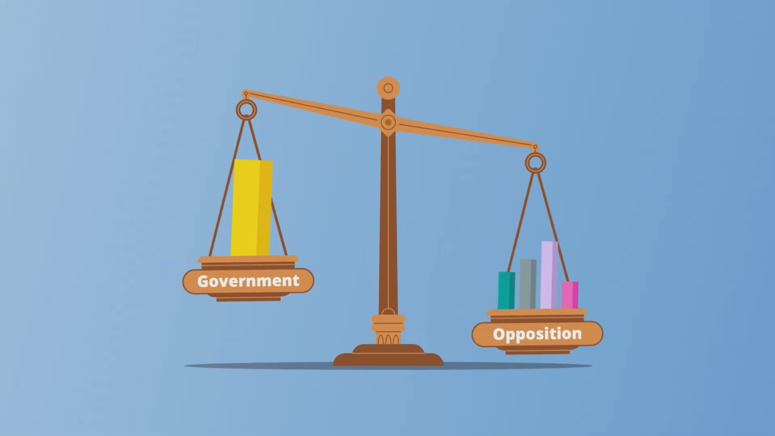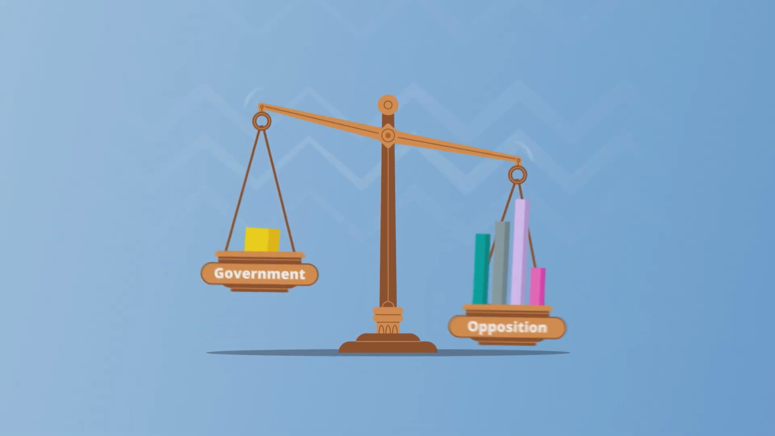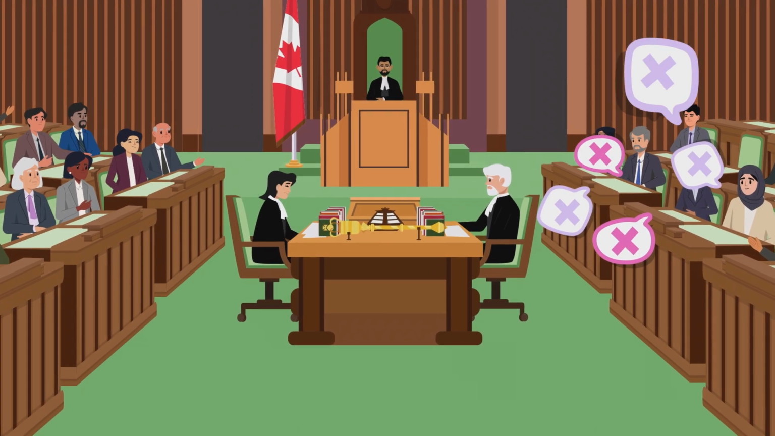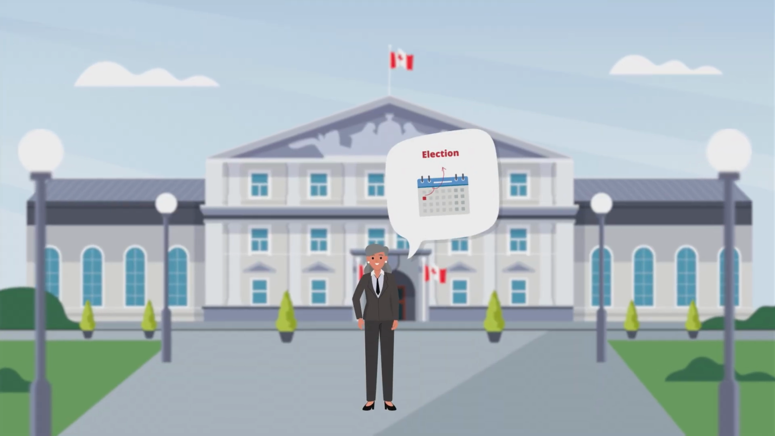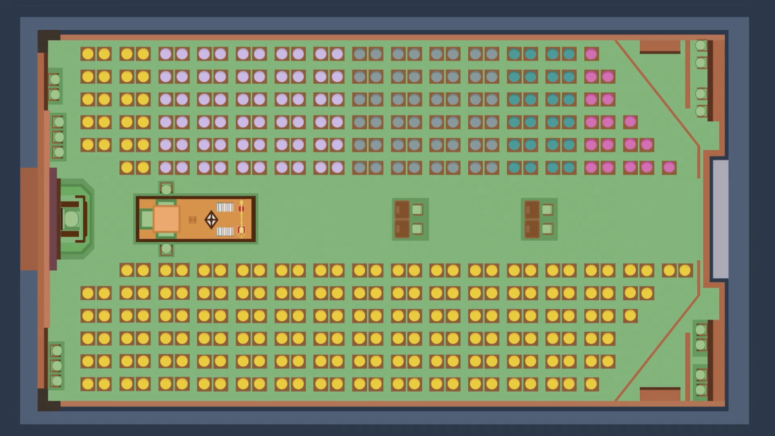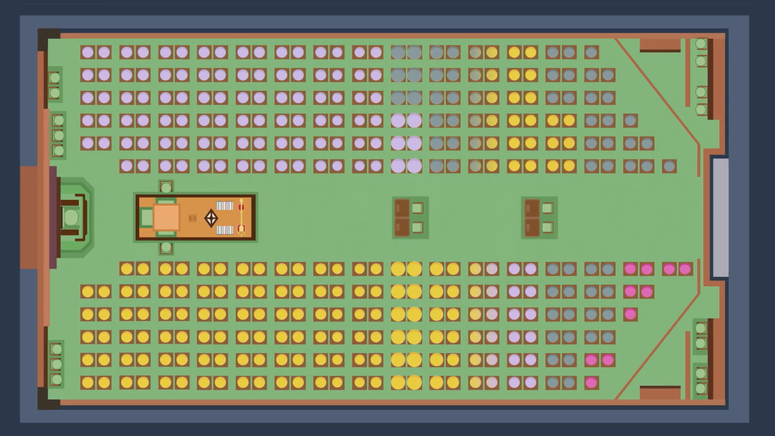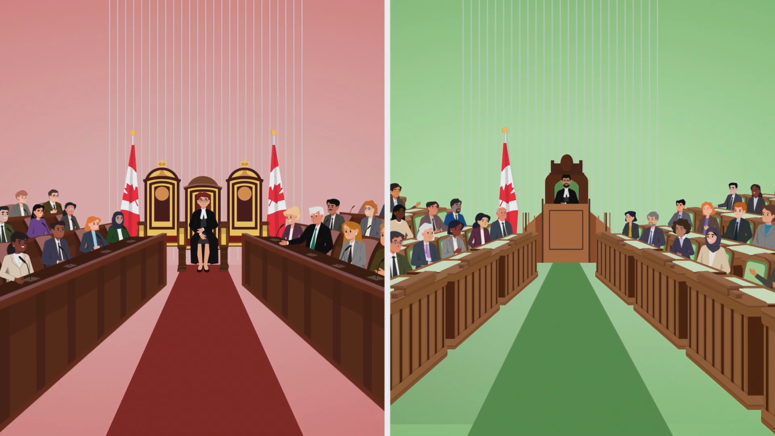But even with some parties working together, minority governments may not last as long as majorities. If the government can't keep the support of at least half of the House of Commons, Parliament is usually dissolved, and the Governor-General calls an election. Canada has had many majority and minority governments throughout its history. But no matter what type of government there is, the work of Parliament continues.